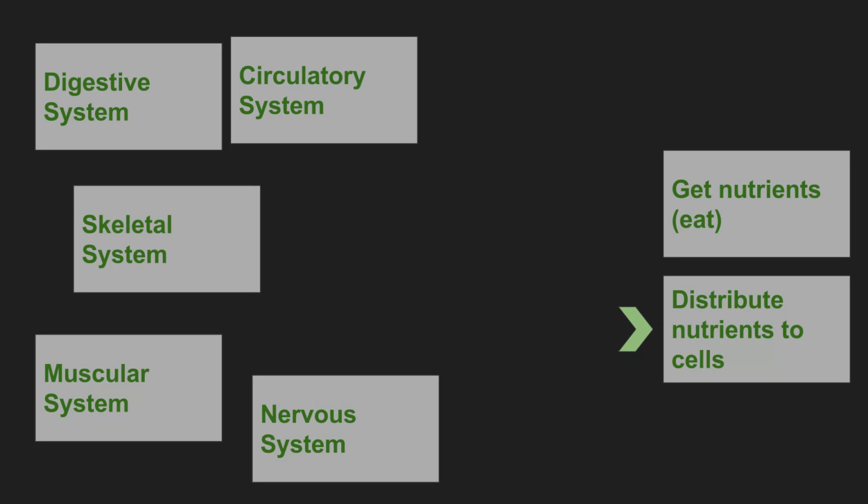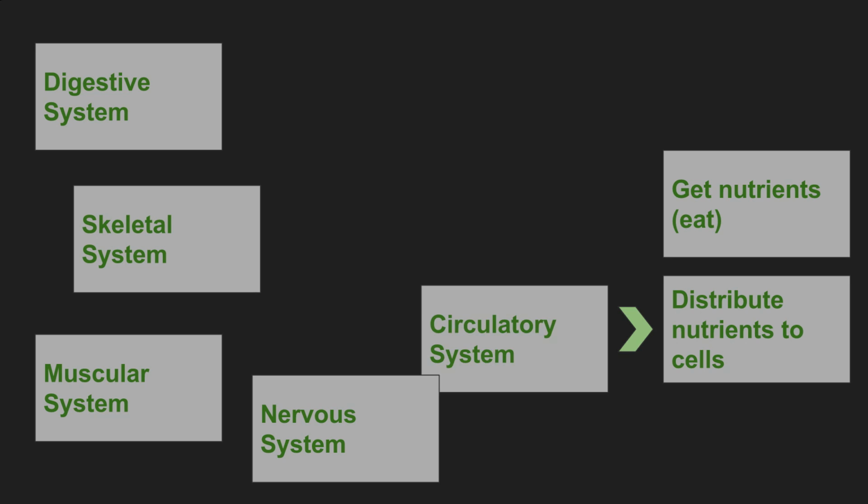Distribute. To carry around, to move around and spread out. Oh, the circulatory system is what distributes most things in the body. It distributes oxygen and carbon dioxide, and it carries everything around the body. So the circulatory system is what distributes the nutrients to the cells. I'll put that right here.